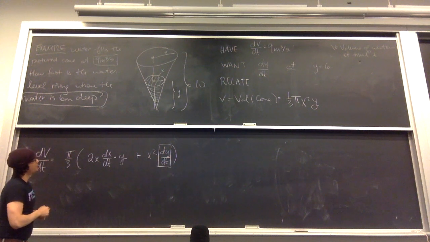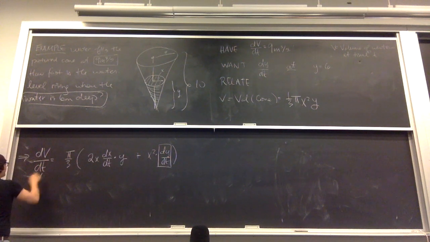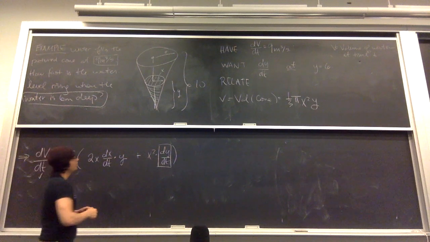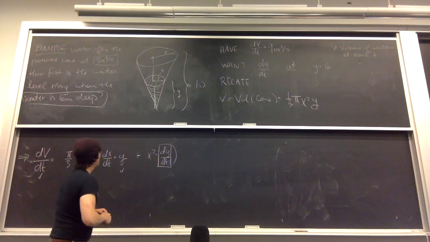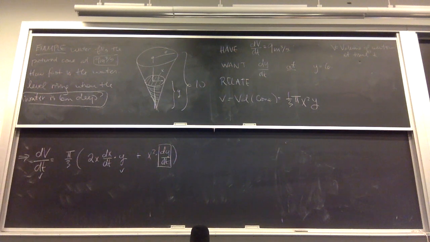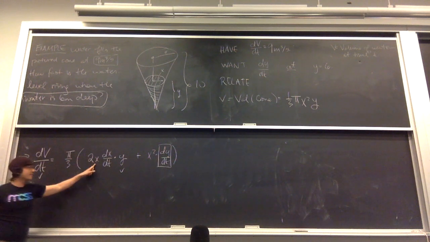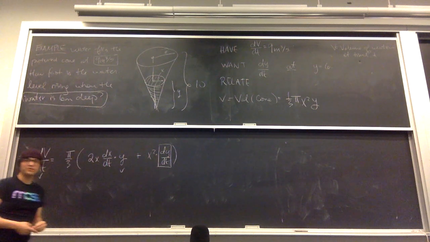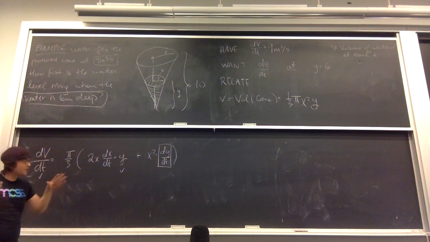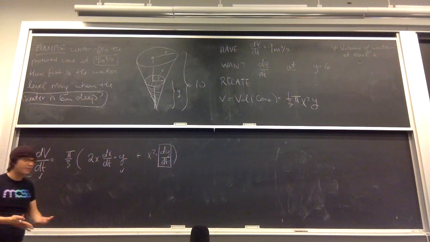And what do I have? I have dV/dt, I have y, okay, but what else do I need? Yeah, I need x and dx/dt. Can we get those? So don't give up if you don't have all the information that you need.